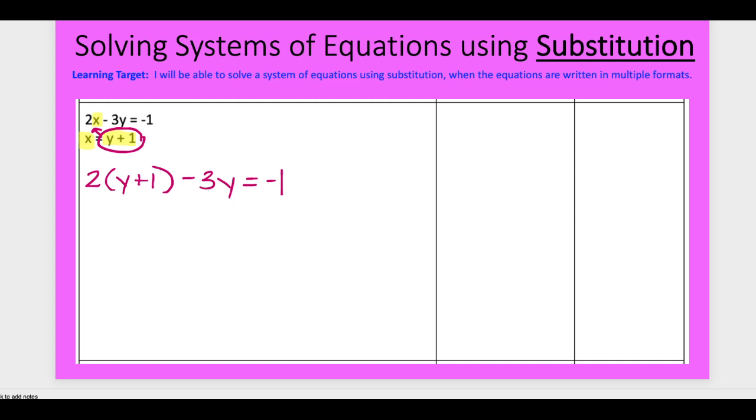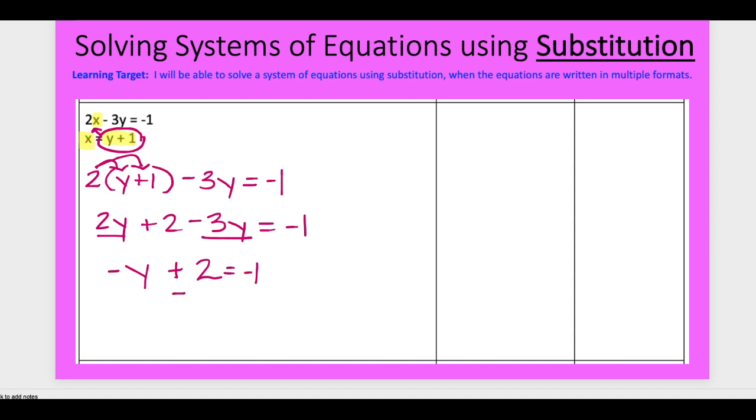So now, in order to solve my equation to find the value of y, I'm first going to use the distributive property. 2 times y is 2y. 2 times positive 1 is plus 2. Then I get a minus 3y equals negative 1. I'm going to combine my like terms. That's 2y and minus 3y, which is negative 1y, or just negative y, plus the 2 that I already had, equals negative 1. Now I'm going to subtract 2 from both sides, and I get negative y equals negative 3.